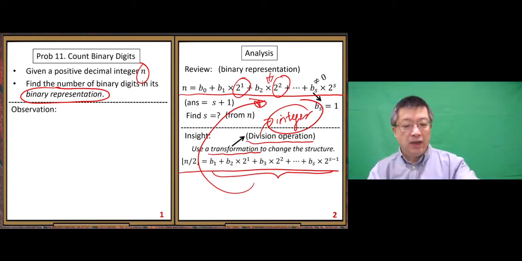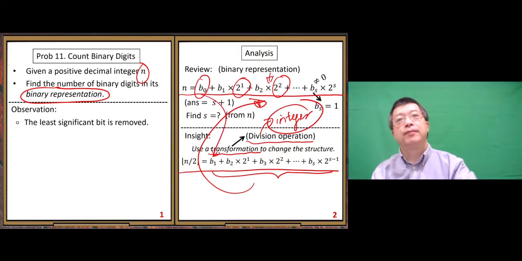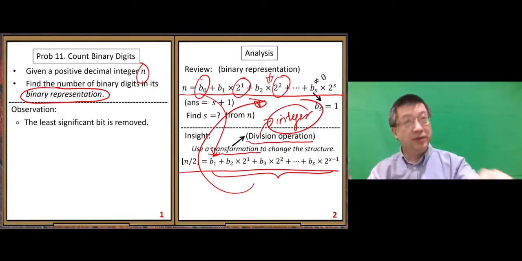All right, observation. First one, the least significant bit is removed, right? B0, when we do the transformation, it is gone. So that is the first property. It could be useful.